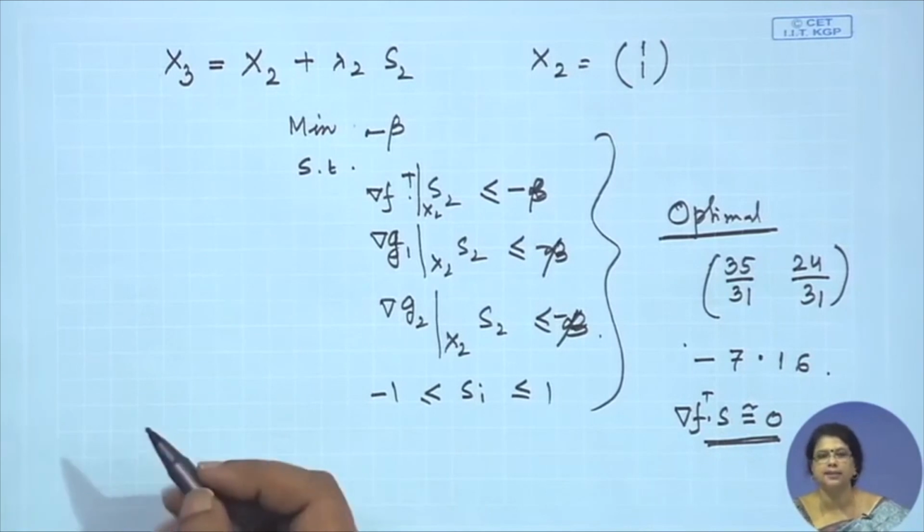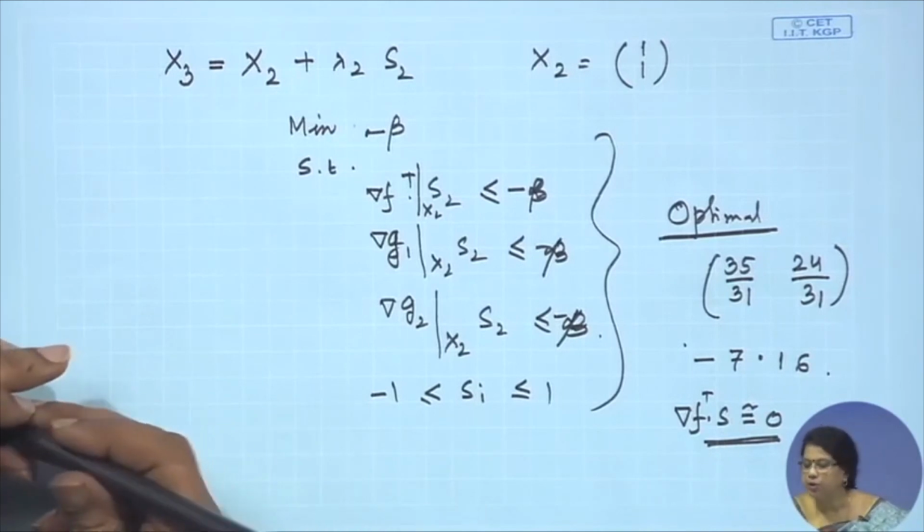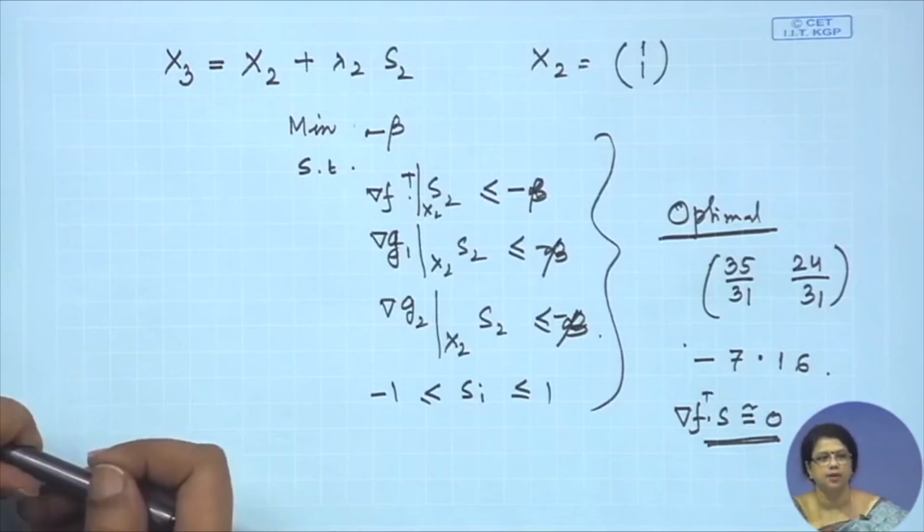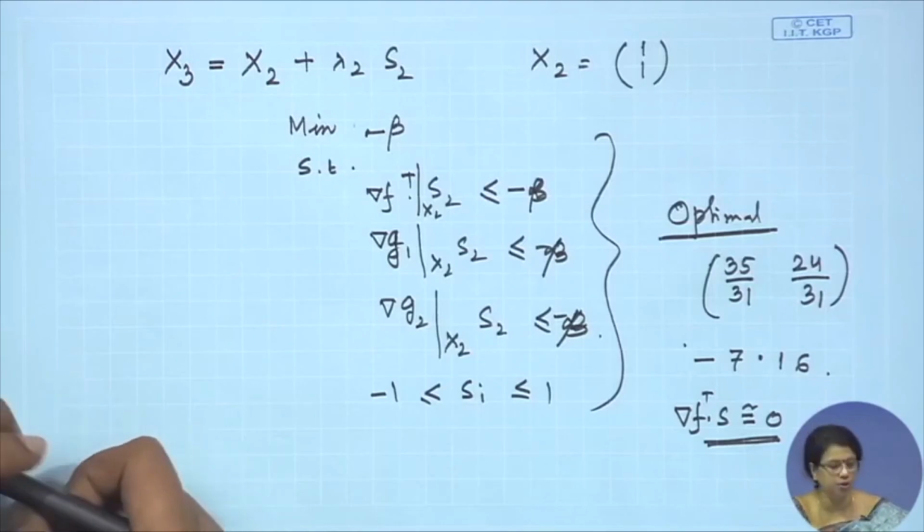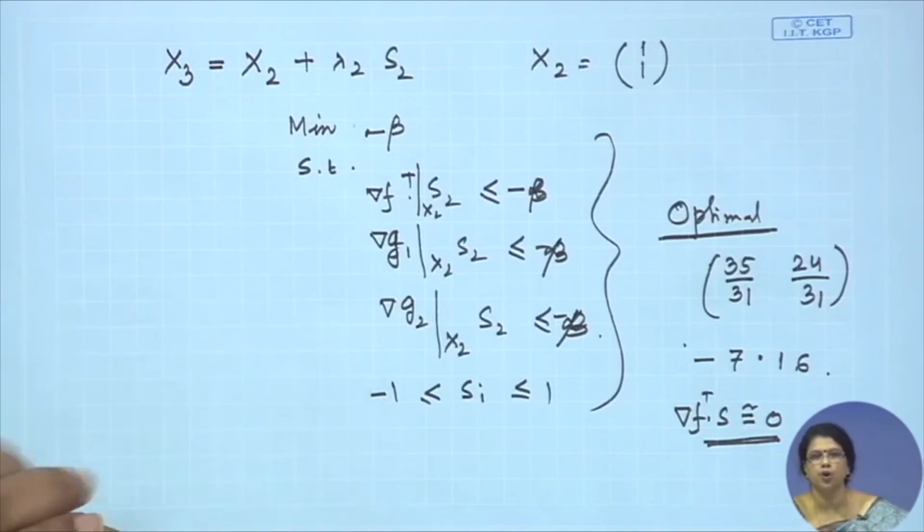That is the beauty of the Zoutendijk feasible direction method. In this way you can solve a linear programming problem by remaining within the feasible space. Thank you.